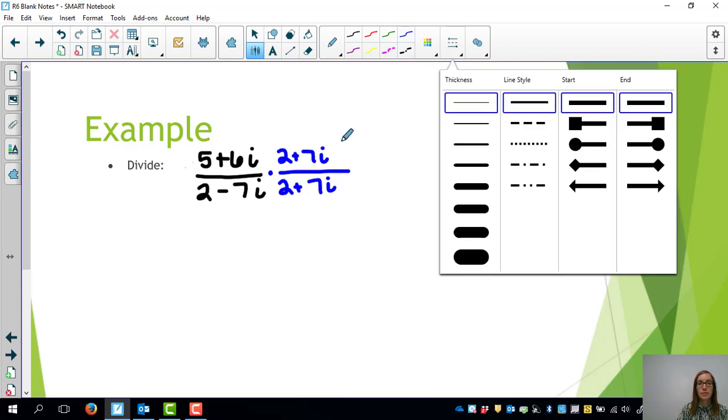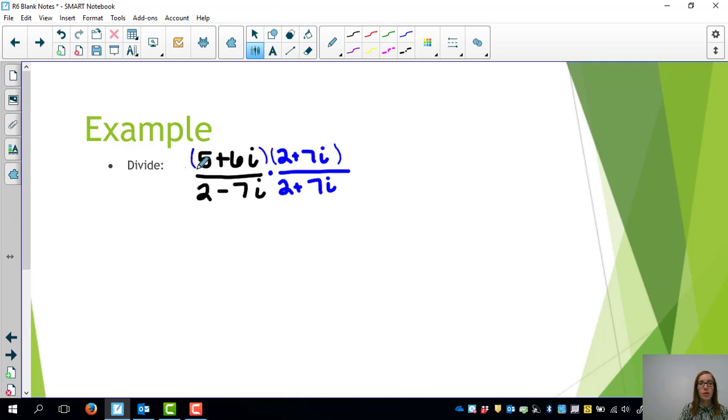So now we multiply our numerators, multiply our denominators, and we can FOIL. And again, you can use the box method if you prefer. So now 5 times 2 is 10, and then 5 times 7i is 35i, and then 6i times 2 is 12i, and then 6 times 7 is 42. i times i is i squared. So that's our numerator.